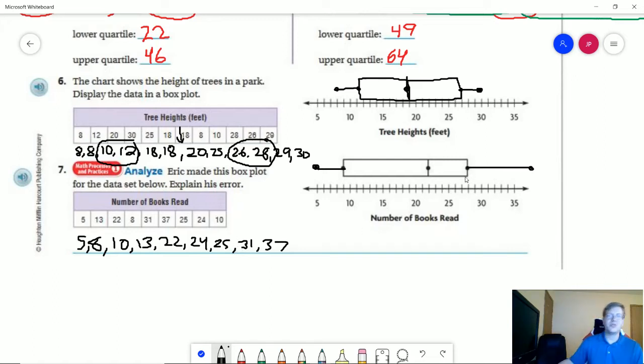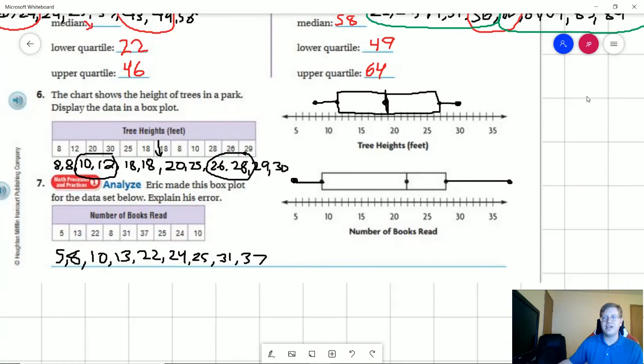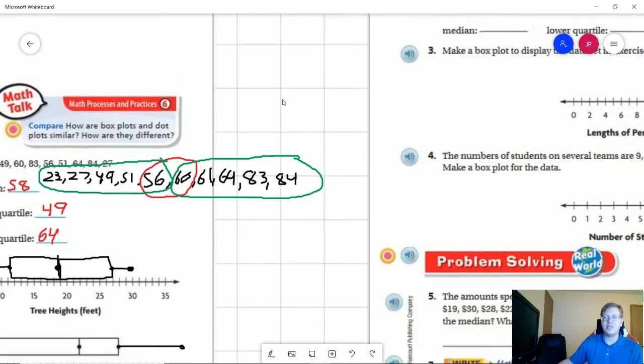Yeah, so 28 would be the center number between 25 and 31. So it looks like everything else was correct. There was a little issue with not having enough space to get out to our highest value, and then we didn't draw or represent the highest or lowest values on our box plot.